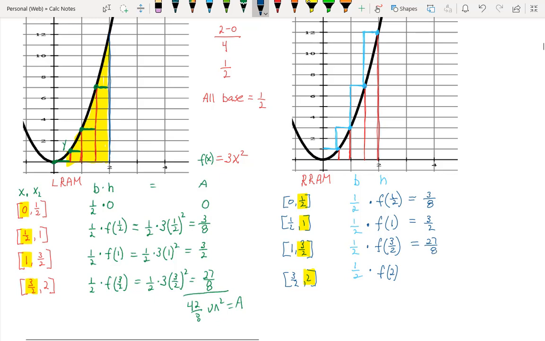So the only thing we have to really do is f of 2, and that one's pretty easy. This is 1/2 times 3 times 2 squared. 2 squared is 4. 4 times 3 is 12, and half of 12 is 6. So if we add all these together, we get the area equals 90 over 8 units squared. Okay? And yeah, you could simplify that if you wanted to. So that's RRAM. Again, that's using the right-hand approximation.